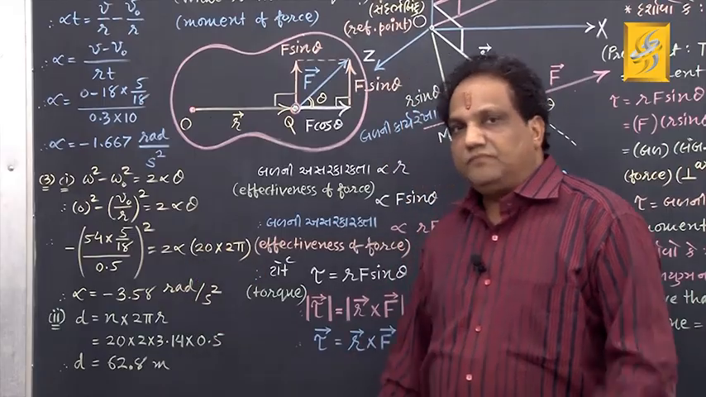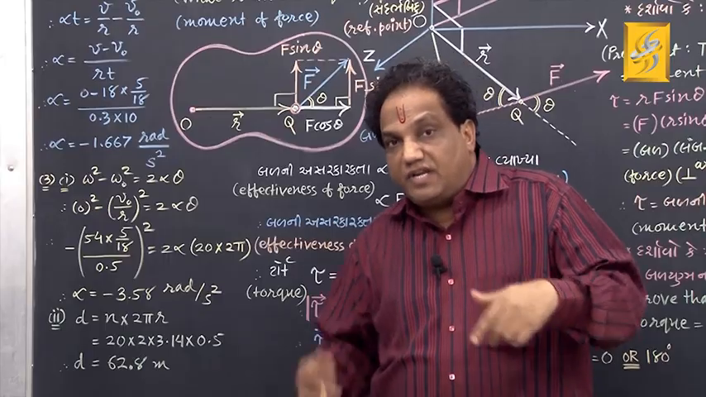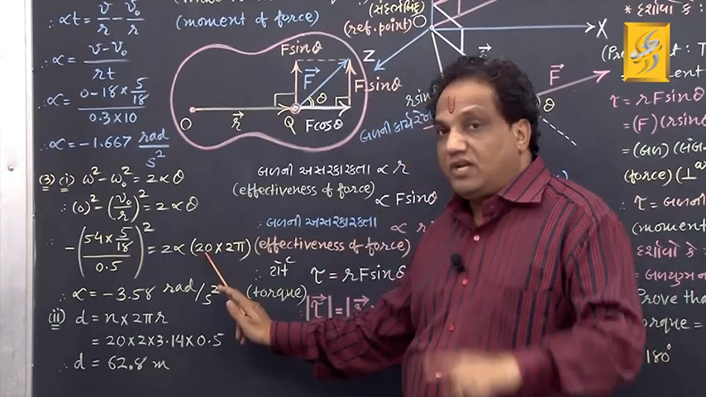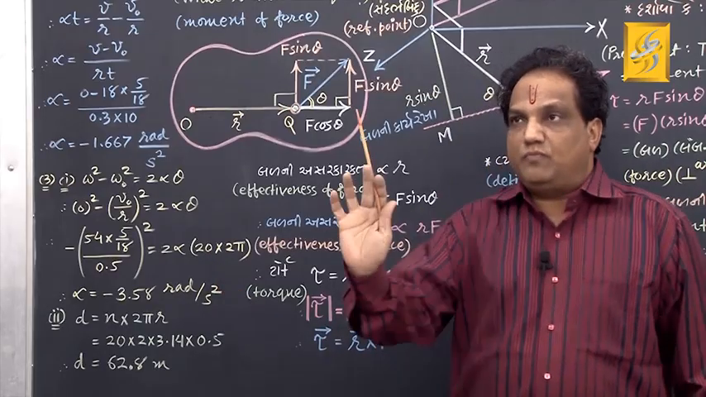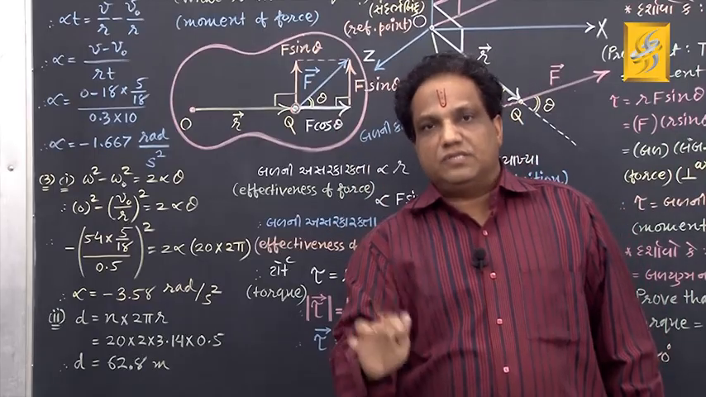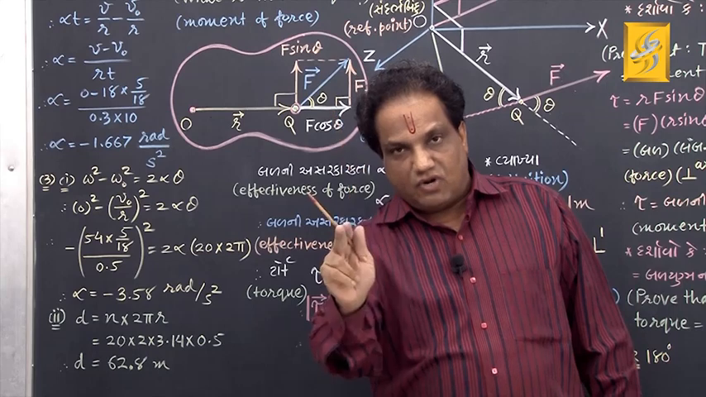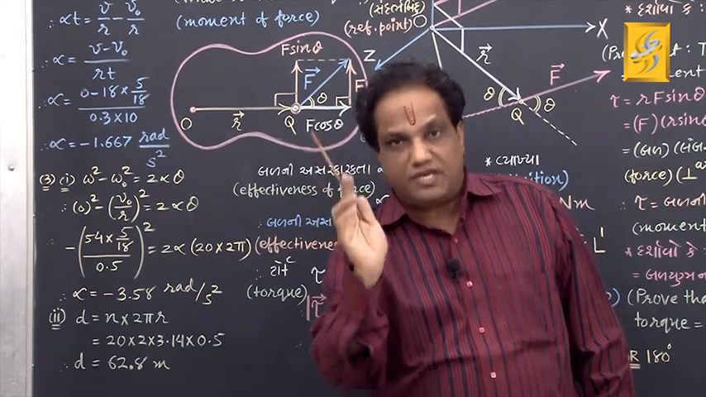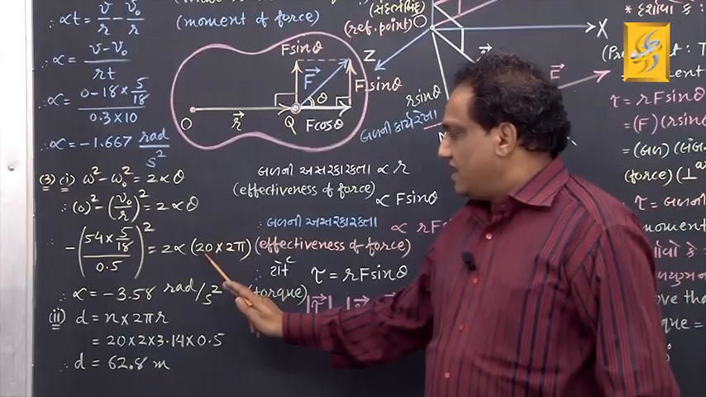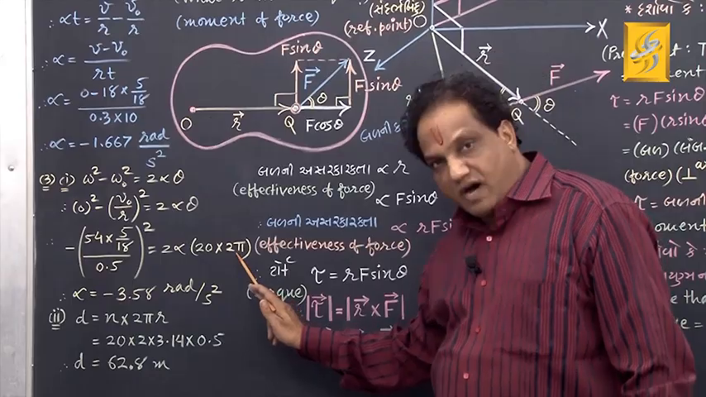What about theta? Theta is angular displacement. You are not given that angular displacement directly in radian. No, you are given, come on, 20 rotations. Now you must convert rotation into radian. One rotation means 2 pi radian. Always, whenever you require to convert number of rotations or number of revolutions into radian, you must multiply by 2 pi. So 20 rotations when converted into radian, you must multiply by 2 pi.